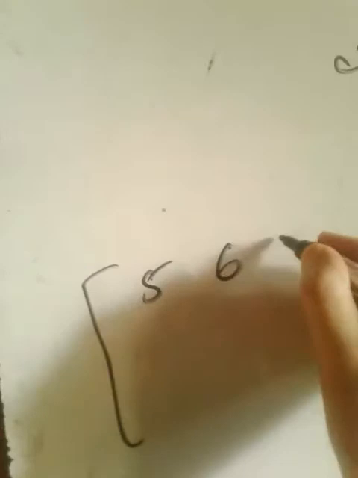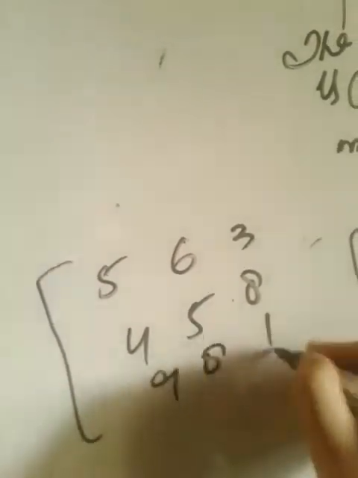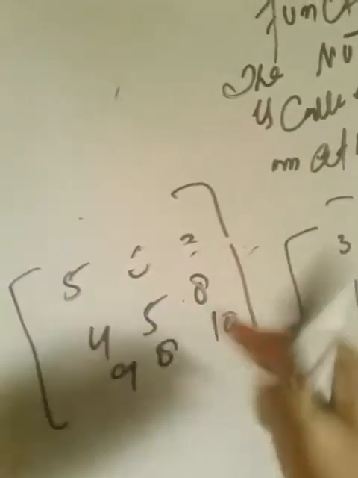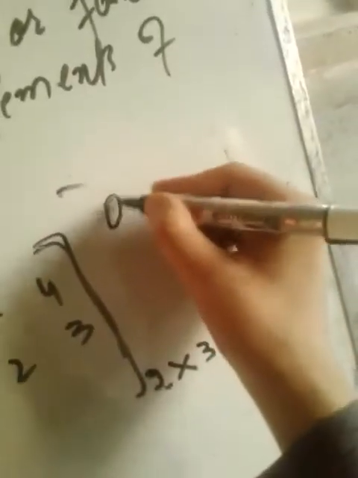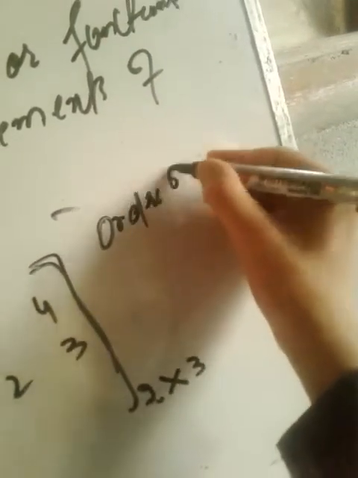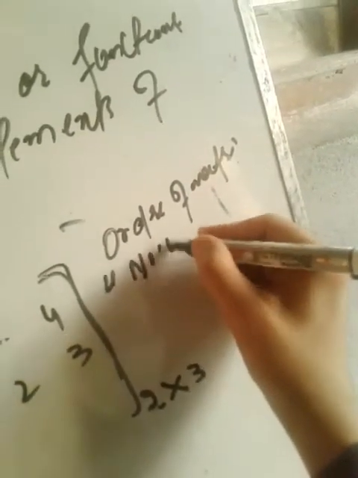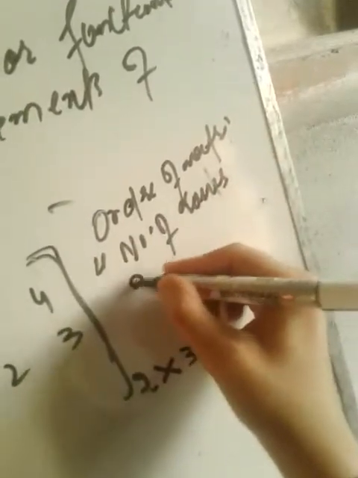So can you tell me what is the order of this matrix? How many rows? It is 3 rows. How many columns? 3 columns. So we will write it as a 3 by 3 matrix. So the order of a matrix is what? The order of a matrix is the number of rows and number of columns.